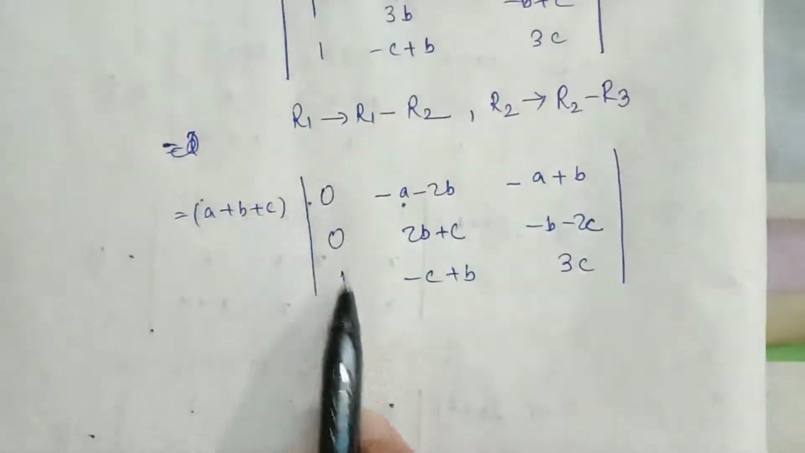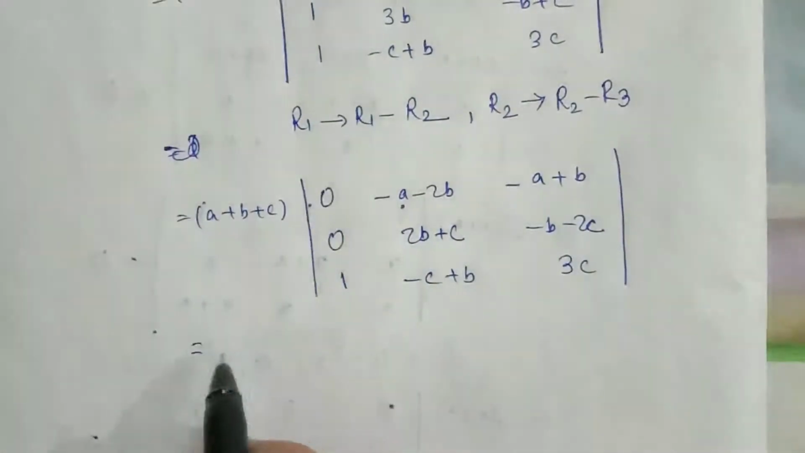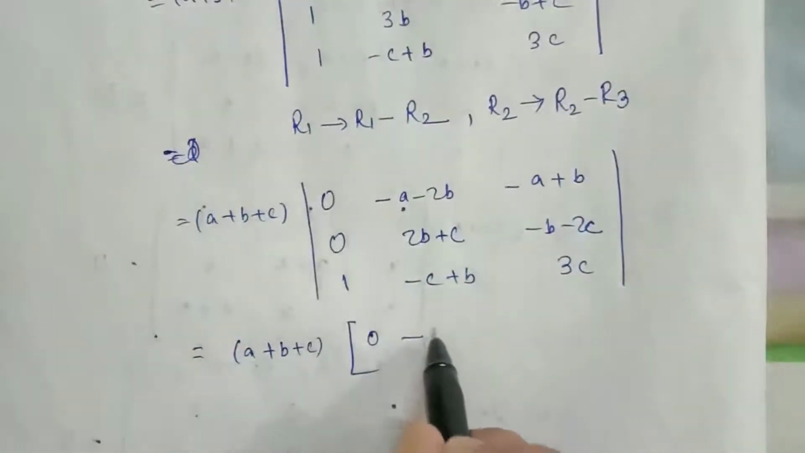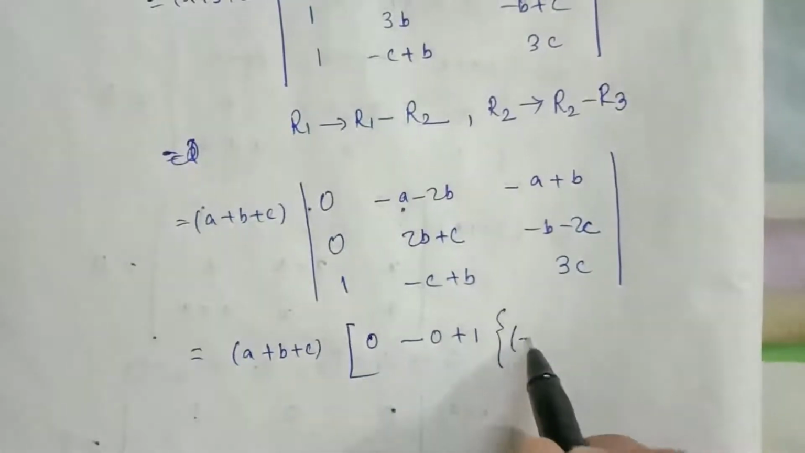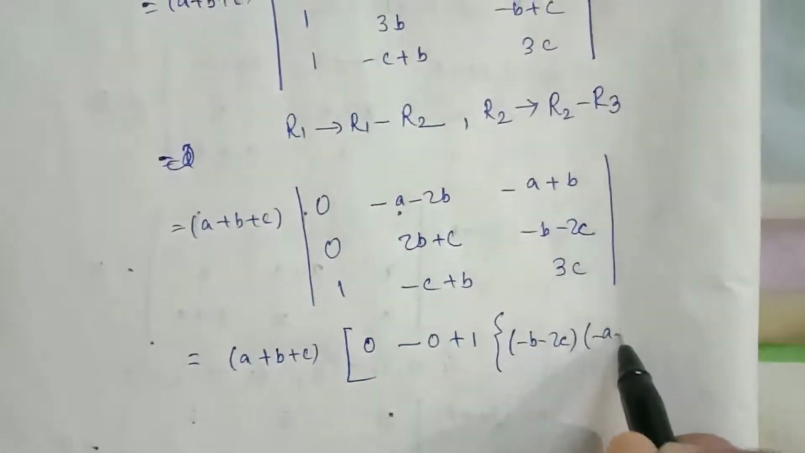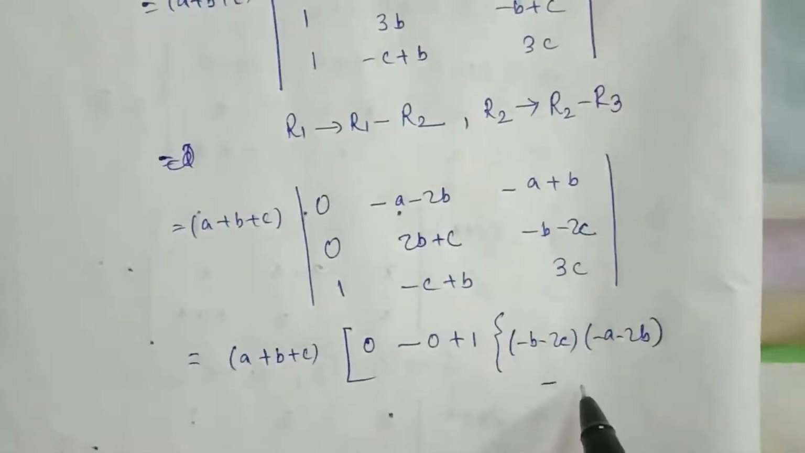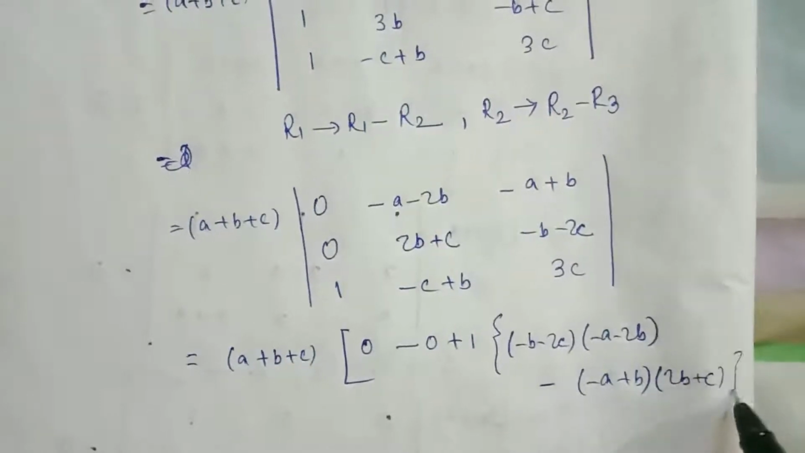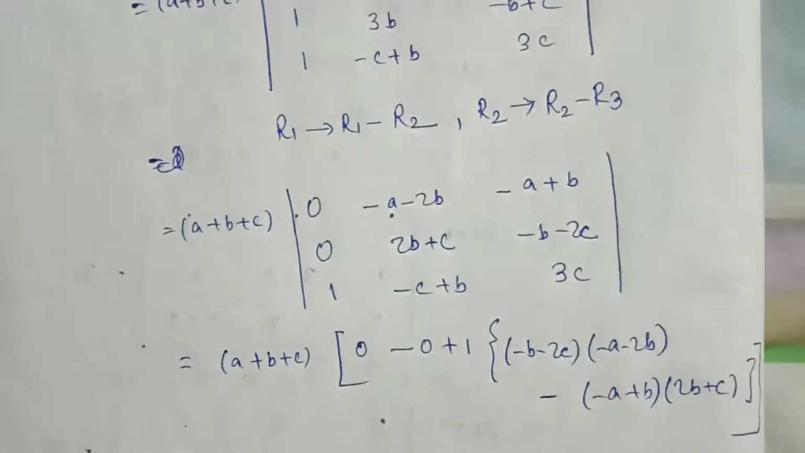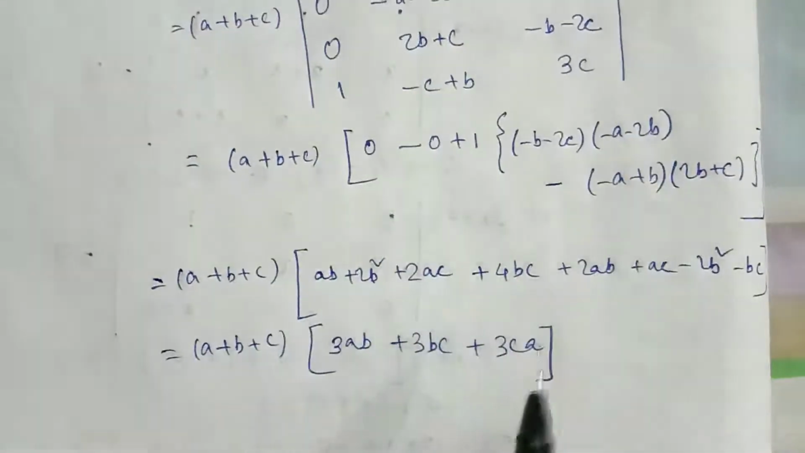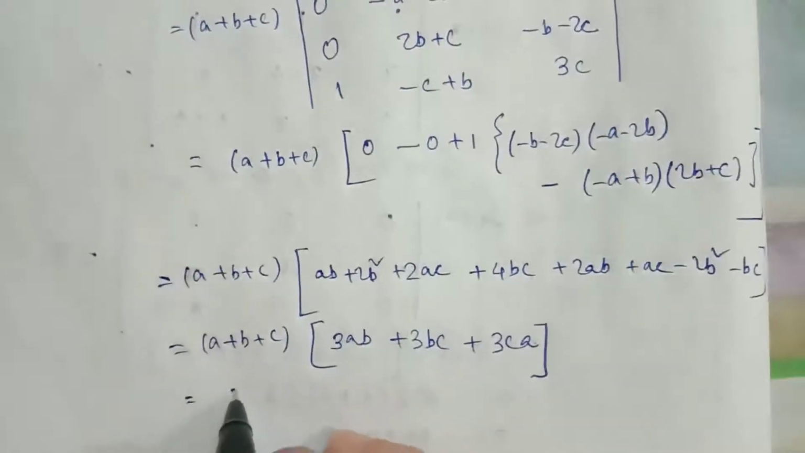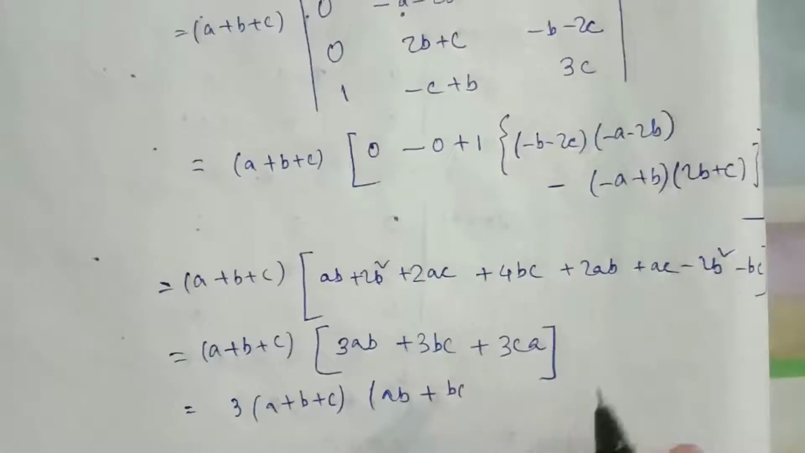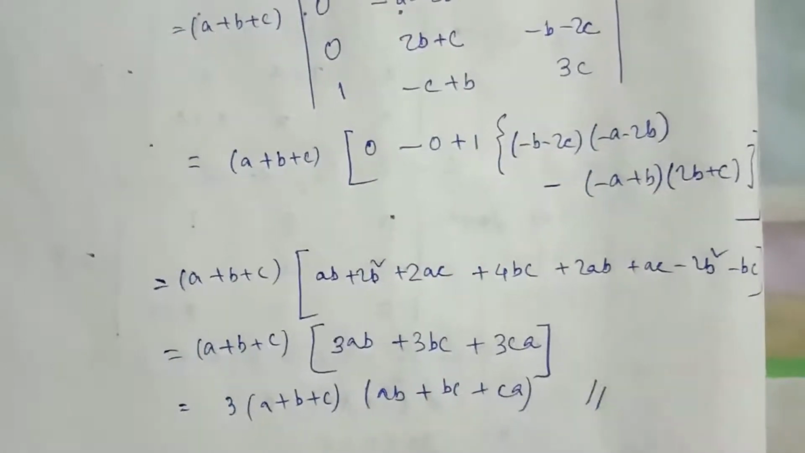we have two zeros in the first column. So expanding along the first column, we'll get a plus b plus c. If we expand along the first column, 0 minus 0 plus 1 into minus b minus 2c into minus a minus 2b, minus of minus a plus b into 2b plus c. So after simplification, we get this, and taking 3 common, we get a plus b plus c into ab plus bc plus ca, which is the right hand side.